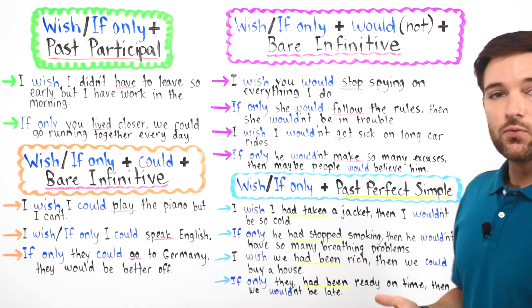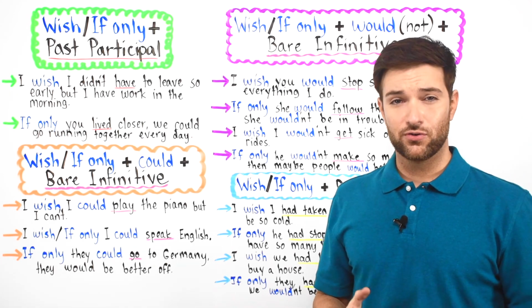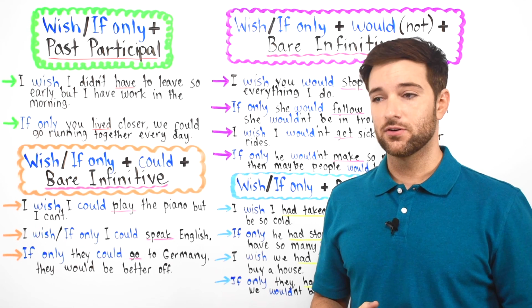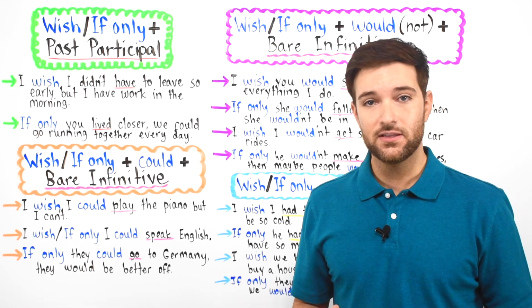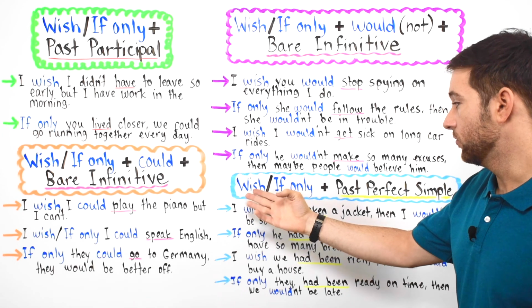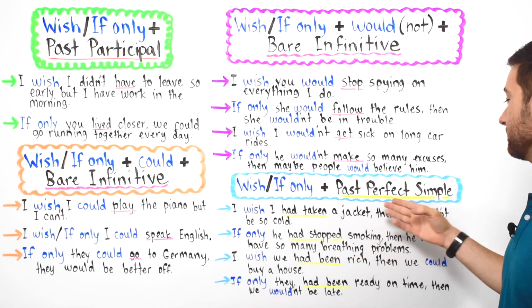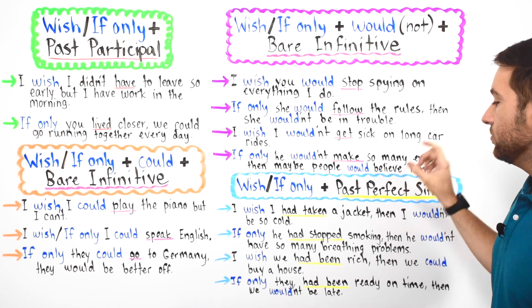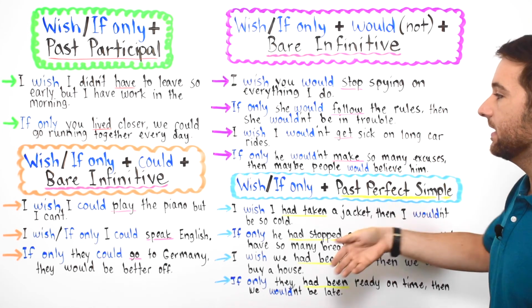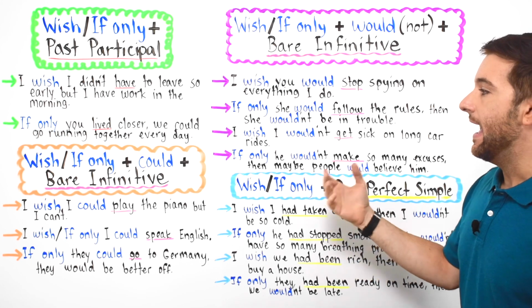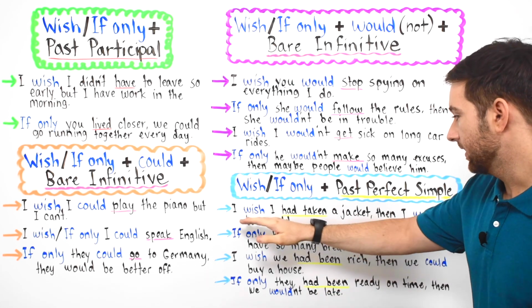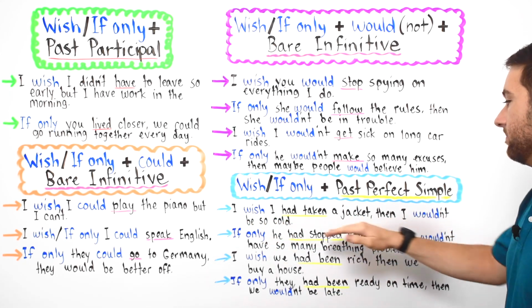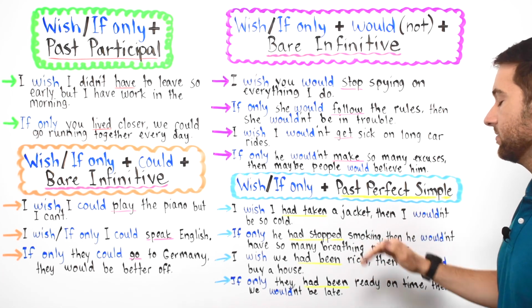Finally, guys, whenever we want to express regret about something that happened or maybe did not happen in the past, then we use this form: wish, if only, plus the past perfect simple. Okay, the past perfect simple, it's like you use the verb have, but in the past. So, had, okay? I wish I had taken a jacket. I wouldn't be so cold.